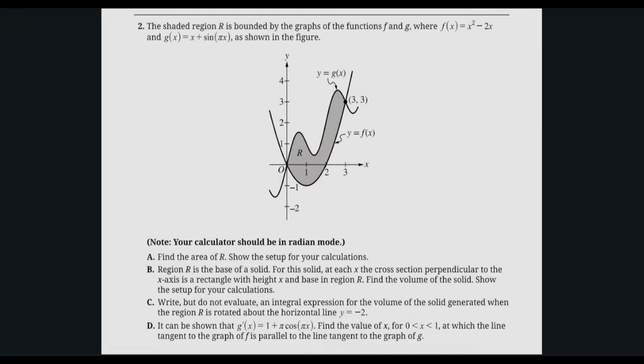This is FRQ number 2 for the AP Calc 2025 exam, AP Calc AB.